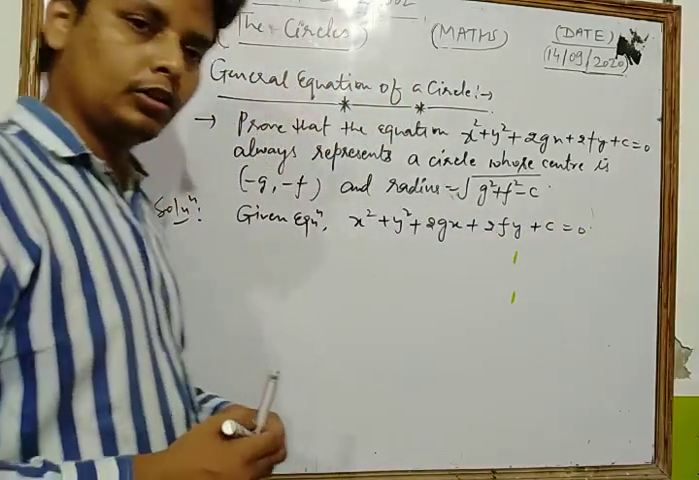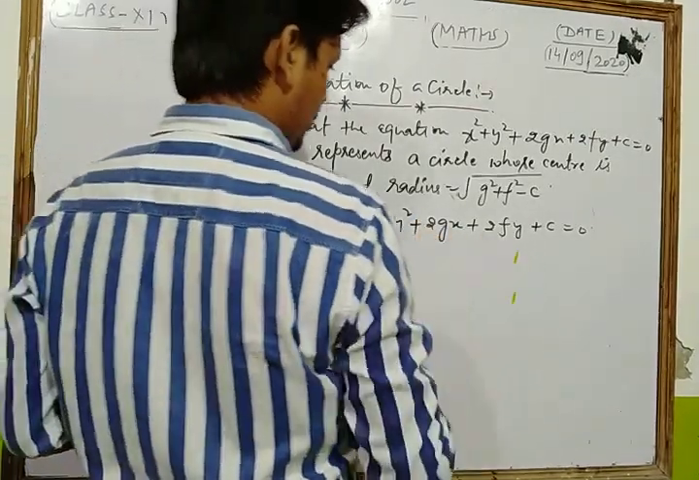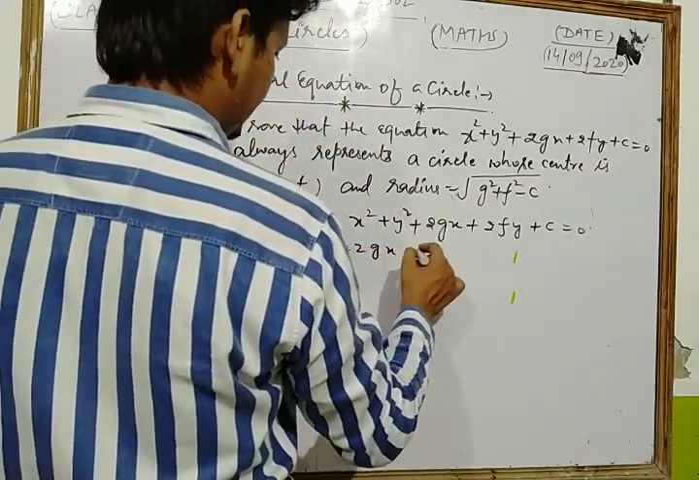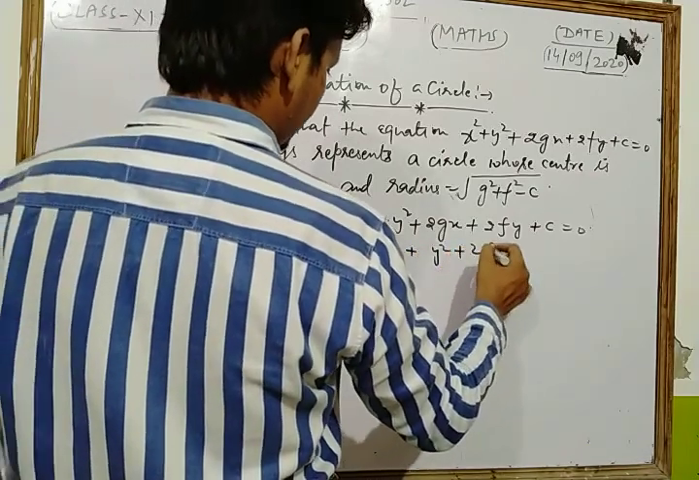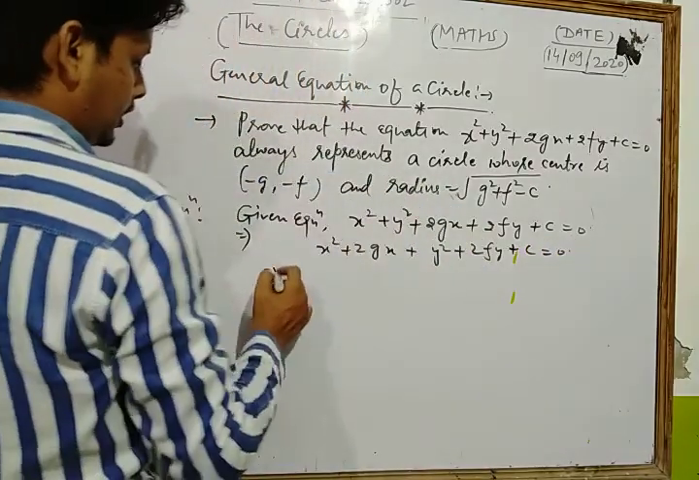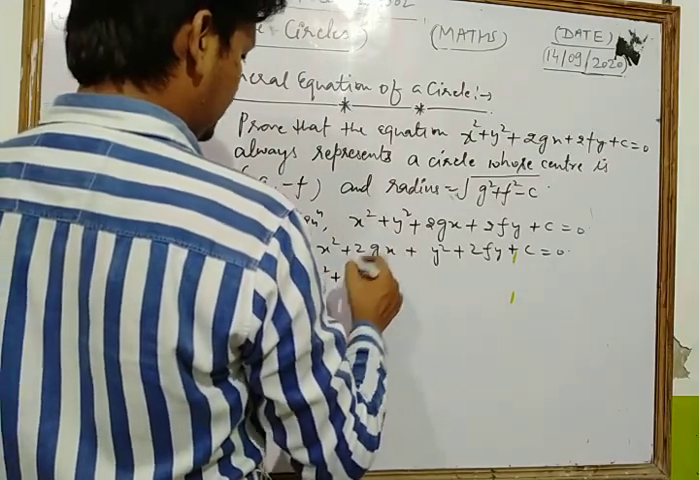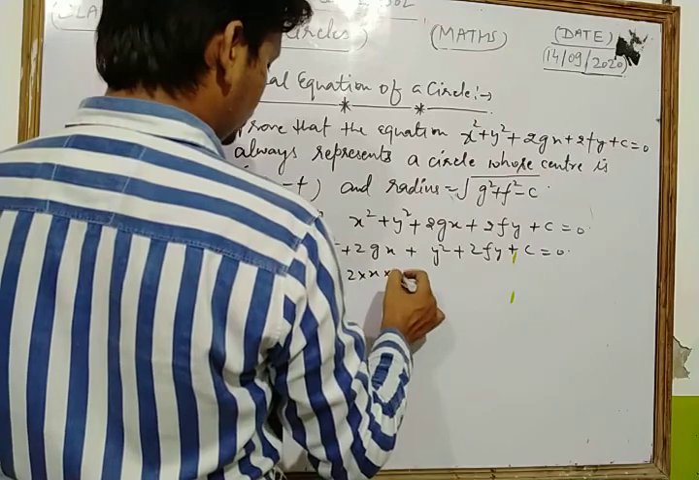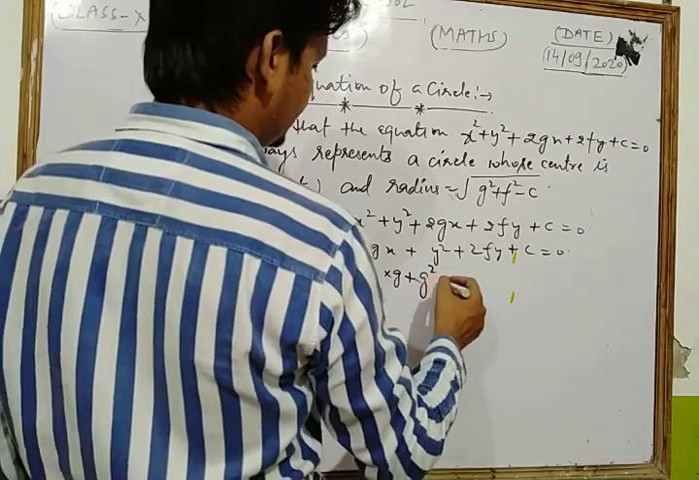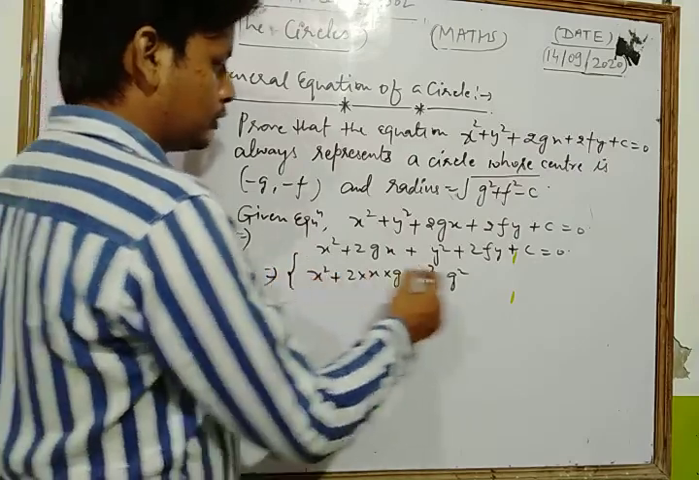Okay. Now, dear students, first we take x square plus 2gx together and y square plus 2fy together, plus c is equal to 0. Now let's see. Here we write it like a square plus 2ab, where 2ab means 2 into x into g, and now we add and subtract g square. Now we do the same process in the other part.